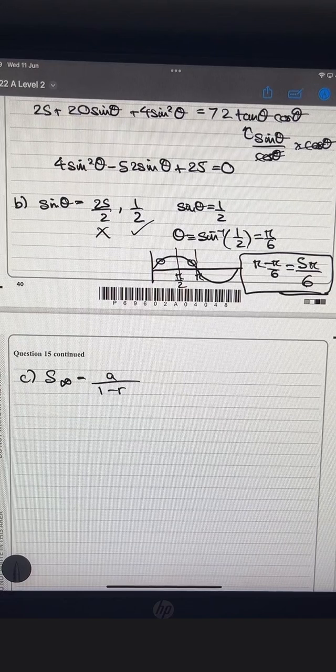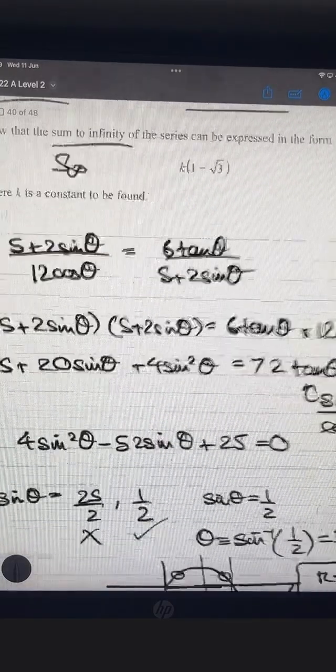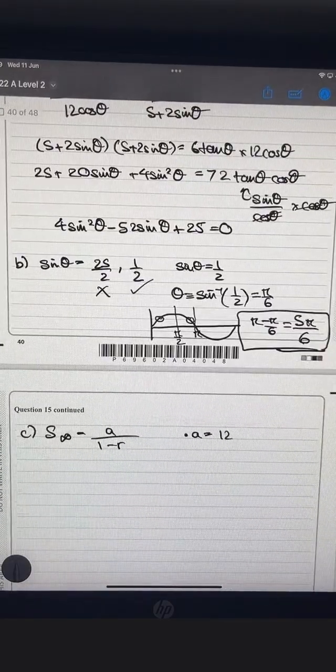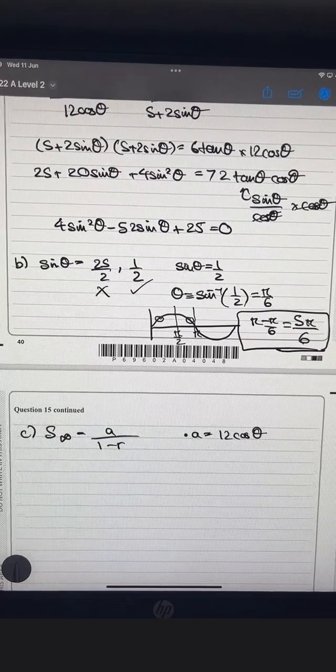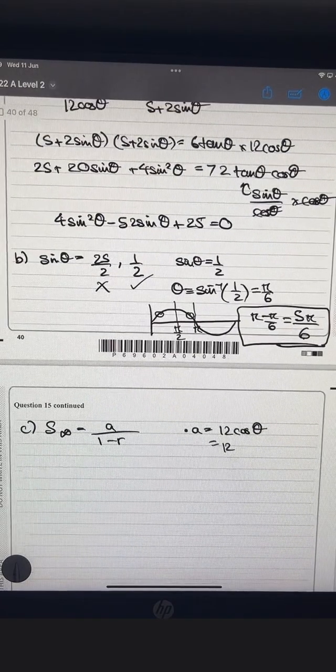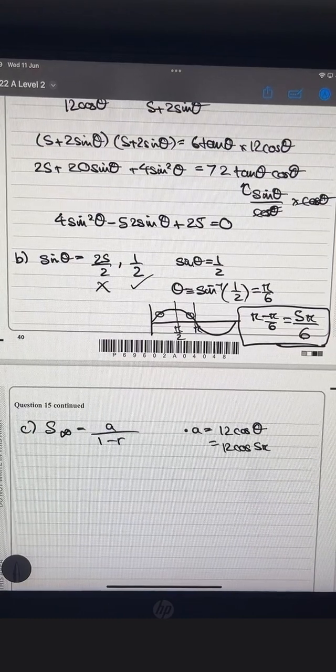So a is my first term. What is my first term in this sequence? 12 cos theta. They told me theta was obtuse, and I found theta, which is 5 pi by 6. So that's 12 cos 5 pi over 6, and that's just going to be equal to negative 6 root 3 when I put that into the calculator. Remember, you're in radians.